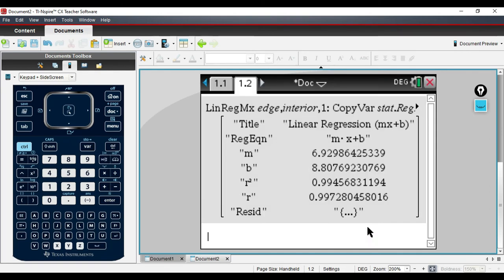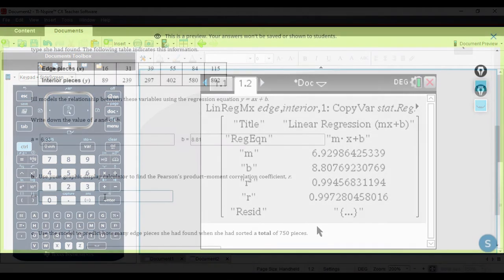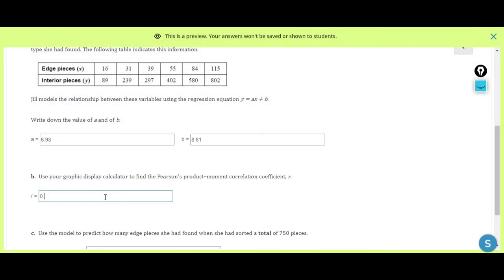And here's our regression equation where the slope is 6.93 and the y-intercept is 8.81, and our Pearson correlation coefficient to 3 sig figs is 0.997. Okay, I'm just finishing typing in that information here, those answers, and to 3 sig figs, of course.